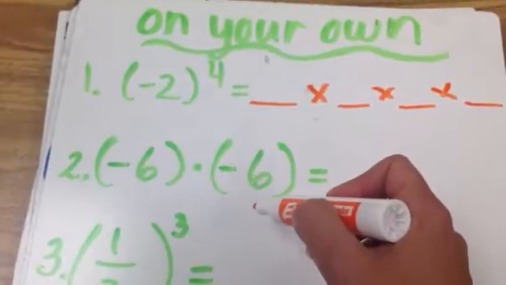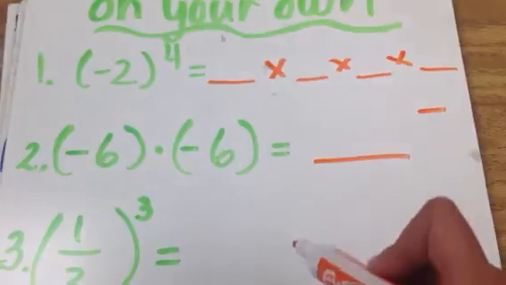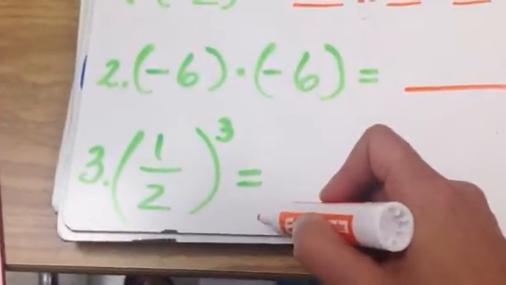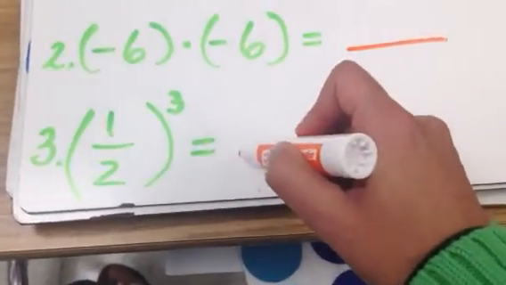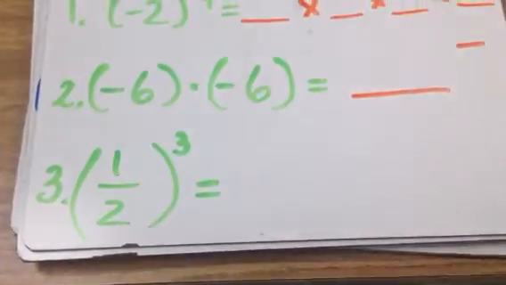For number 2, you need to write the base and the exponent. And for number 3, you have a fraction. So it's the same thing. I want you to write out the factor times the factor times the factor, and then solve.